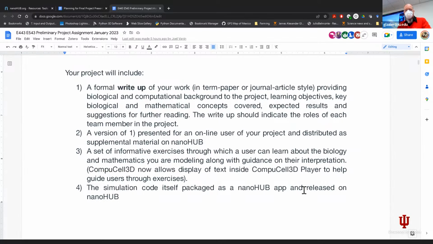Then you need to actually have a version of that that can be put up online so that somebody who uses your code can understand it, which may or may not be the identical thing, depending on how you want to do it.